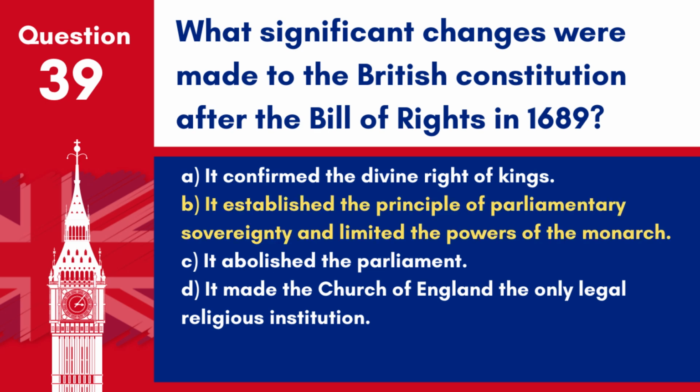Answer: B. It established the principle of parliamentary sovereignty and limited the powers of the monarch. The Bill of Rights in 1689 was a landmark document in British constitutional law, establishing the supremacy of Parliament over the monarchy and laying the groundwork for a constitutional monarchy.